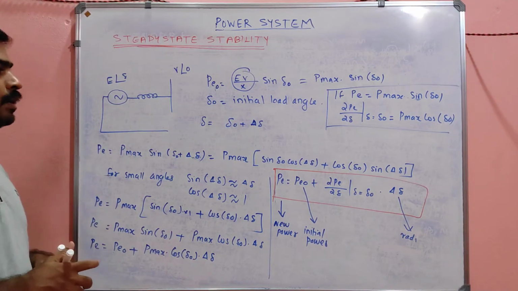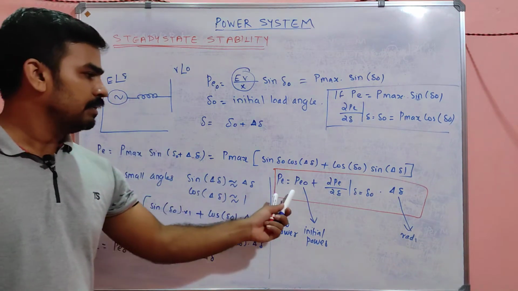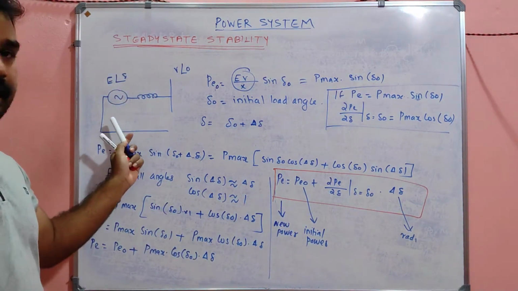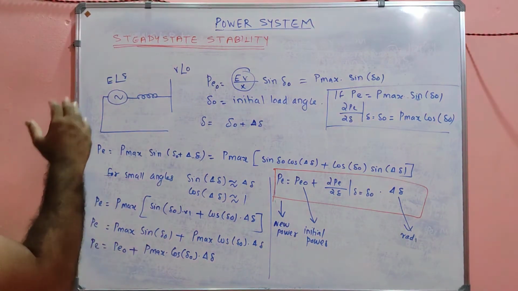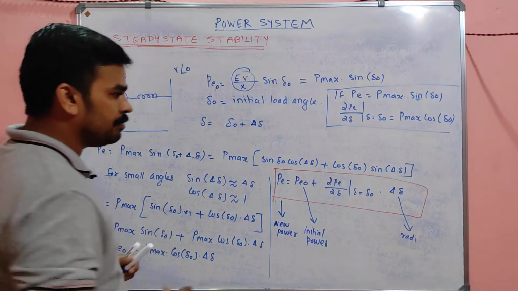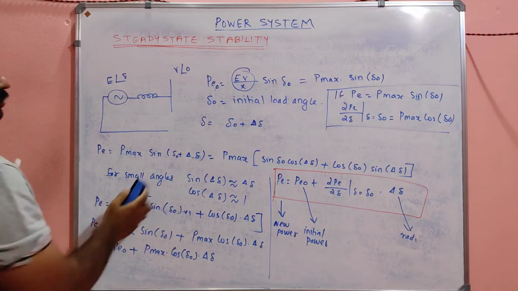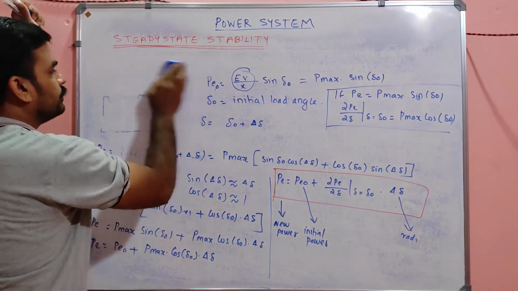So this is the resultant power equation for the case of a steady state limit. Okay, steady state stability. In the case of a steady state limit, this equation is very, very important. We will expand it further.